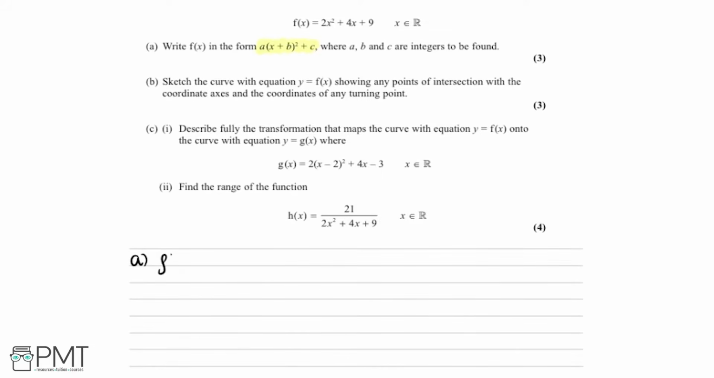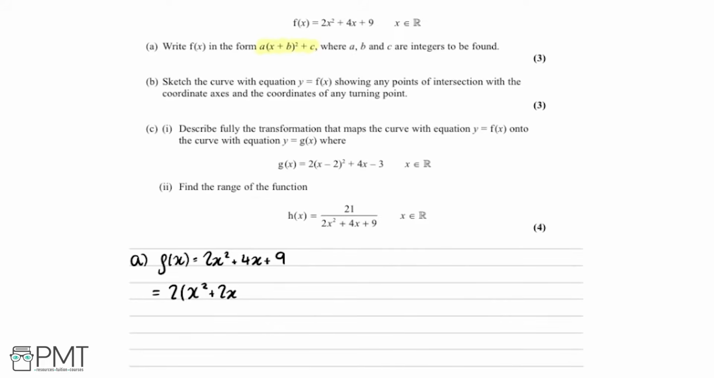So we're going to start off saying f of x equals 2x squared plus 4x plus 9. We've got a slight issue here because we've got a coefficient of x squared which isn't 1. Here we've got 2x squared. This isn't too much of an issue because we can just factorise out the 2, so we're just left with a single x squared. Brilliant. So I'm going to bring the 2 out the front of the brackets, and we're left with x squared plus 2x.